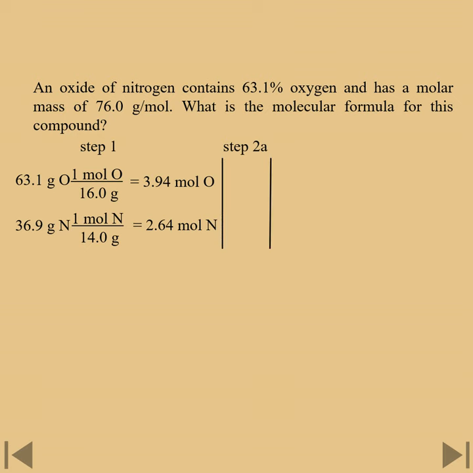And when I divide 3.94 by the 2.64, I get 1.49 oxygens. And of course, when you divide 2.64 by 2.64, we get 1 nitrogen. So that 1.49 is really close to 1.5. In other words, that's really about the same as 3/2. So I multiply by that denominator, the 2, and 3/2, or 3 oxygens and 2 nitrogens.